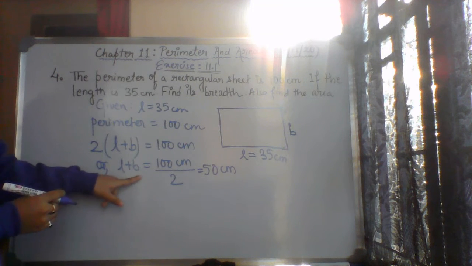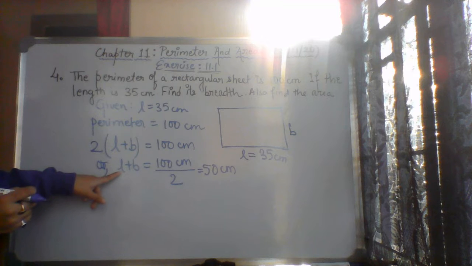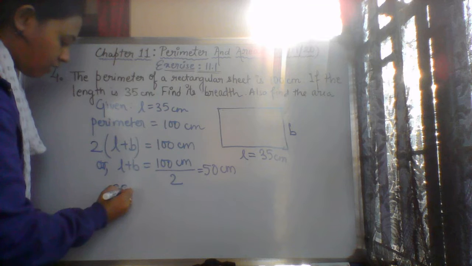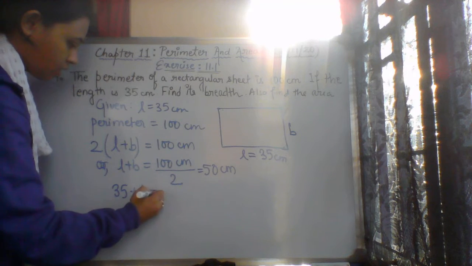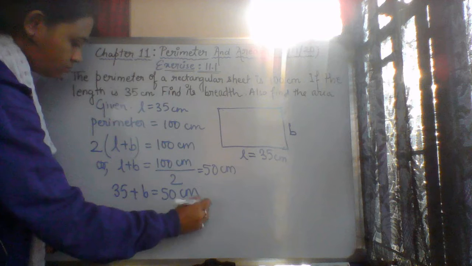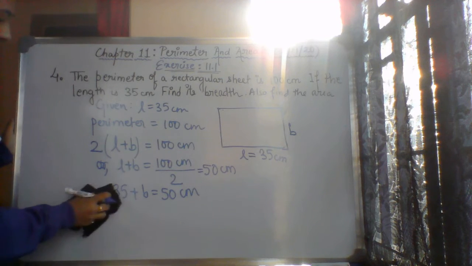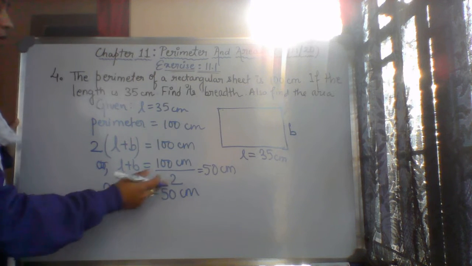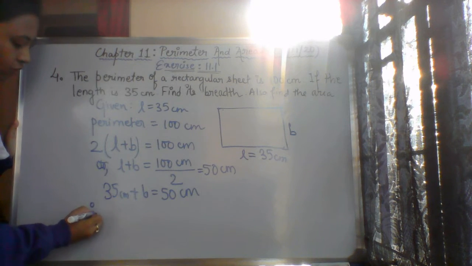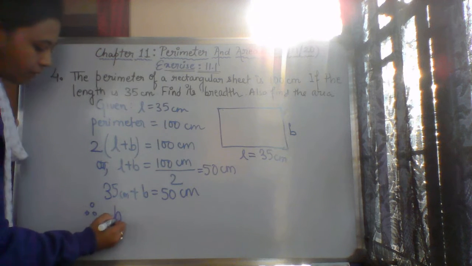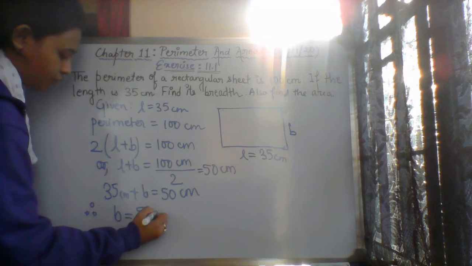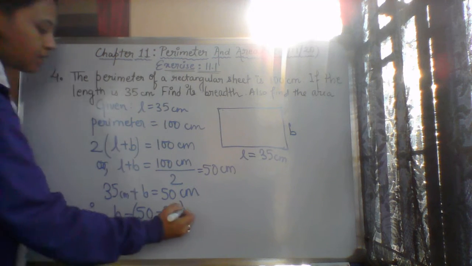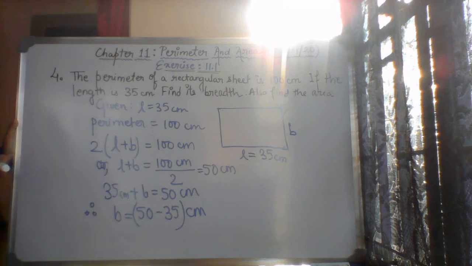Again, out of these two we know one. Which one? Length we know. So put the value of length. Length is 35, so 35 plus b equals 50 centimeter. Therefore, breadth equals 50 minus 35, that much what? Don't forget to write the unit, centimeter.